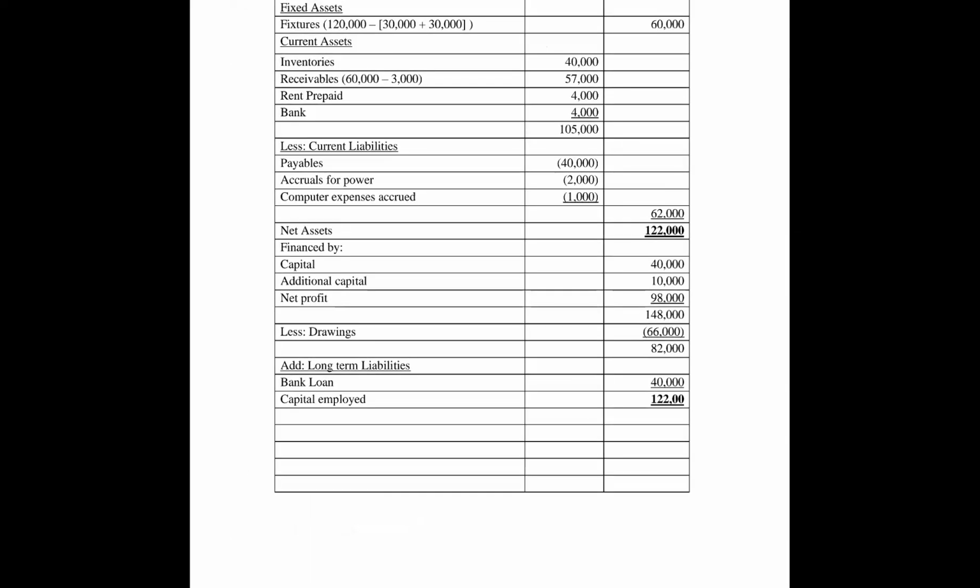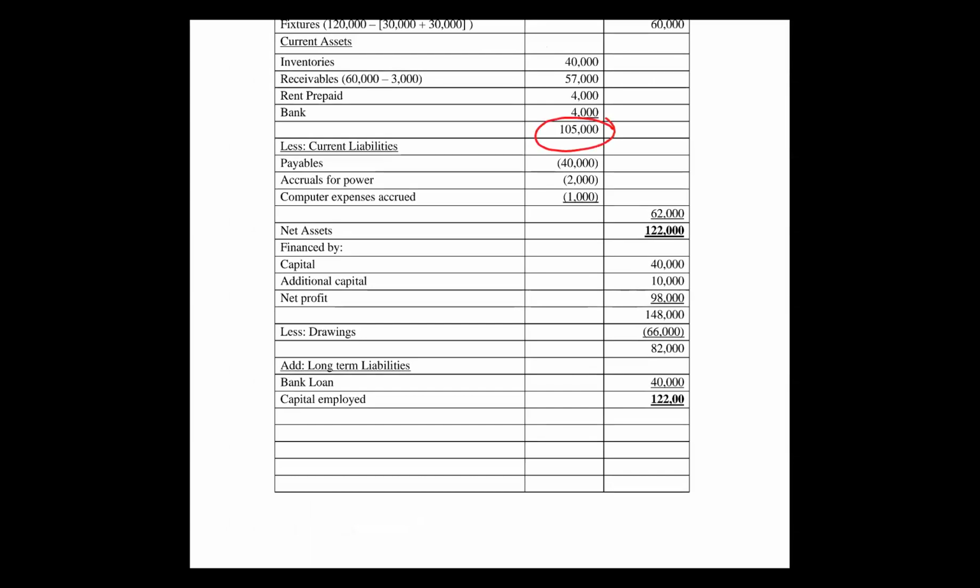Okay, yeah. So from these current assets that you have, you can deduct the current liabilities. You've seen them: payables, accrued expenses. You had those accrued expenses, the 2,000 for power and the 1,000. Deduct all these from the current assets. The 105 is total current assets. The figure that you remain with, you should add it to that value that remains so that you remain with net assets of 122,000.